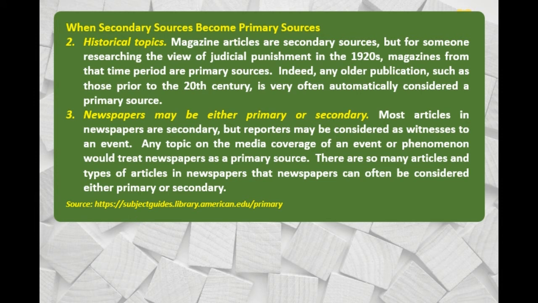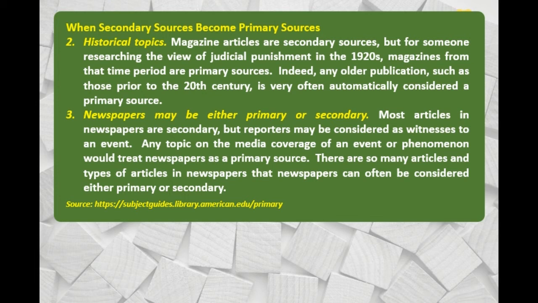Next is historical topics. Magazine articles are secondary sources, but for someone researching the view of judicial punishment in the 1920s, for example, magazines from that time period are primary sources. Indeed, any older publication, such as those prior to the 20th century, is very often automatically considered a primary source. Newspapers may be either primary or secondary.